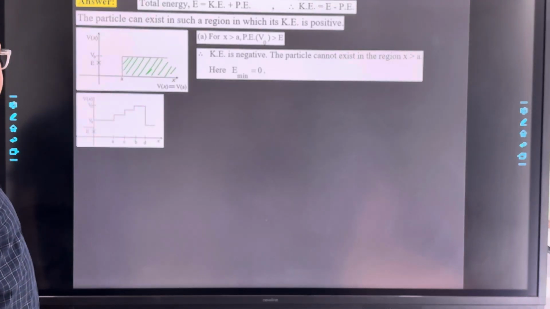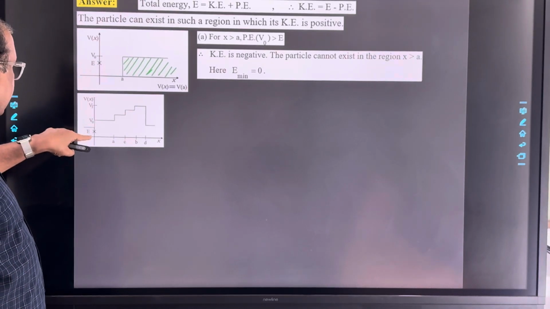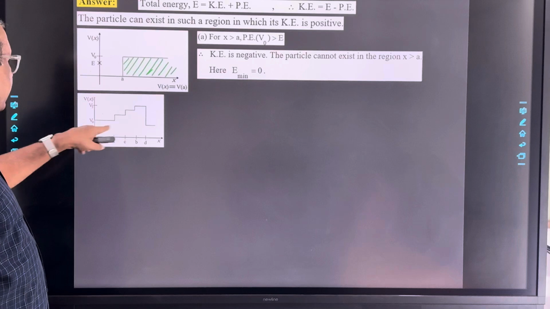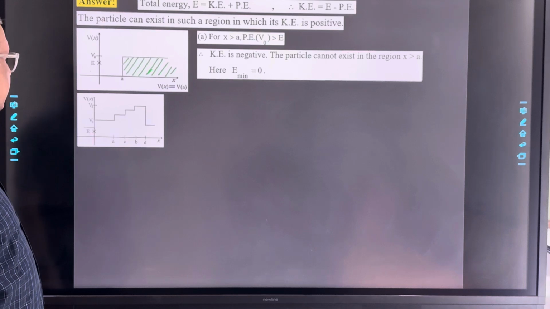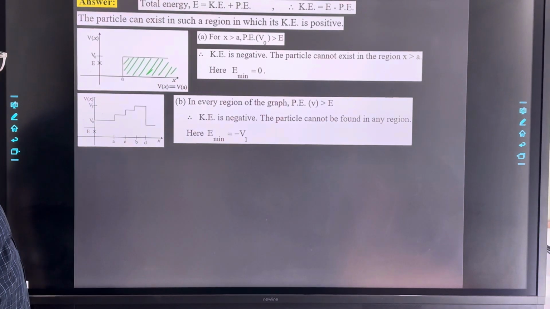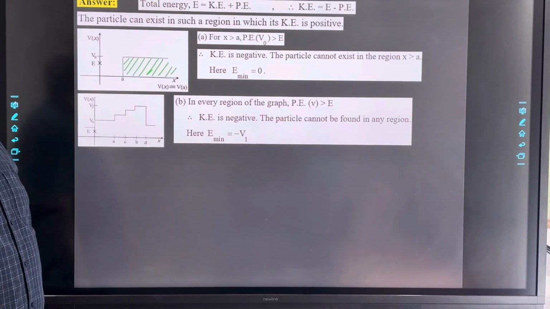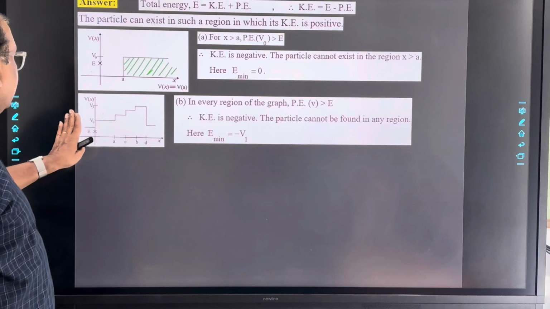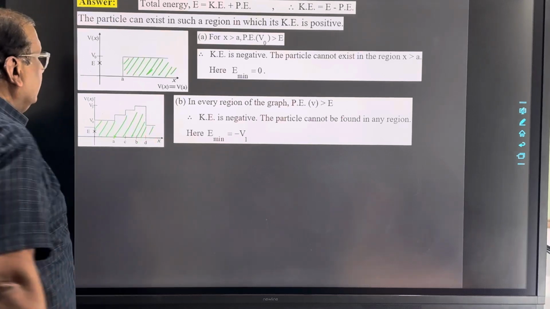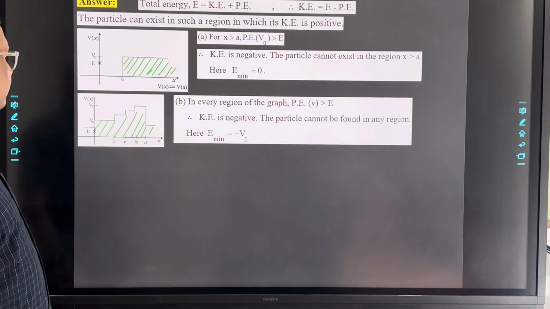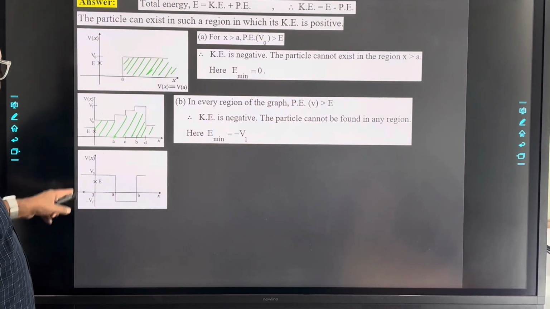Clear? Next one. So here see, V0 starting from x equal to 0 onwards, in each region the potential energy is greater than the total energy. So kinetic energy is negative in all the regions. Clear? It implies that the particle cannot be found in any of these regions, right? And here E minimum is minus V1. Okay. Then the third one.